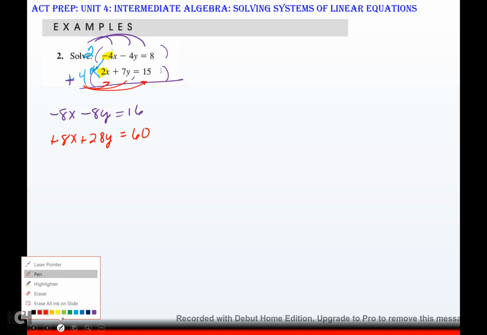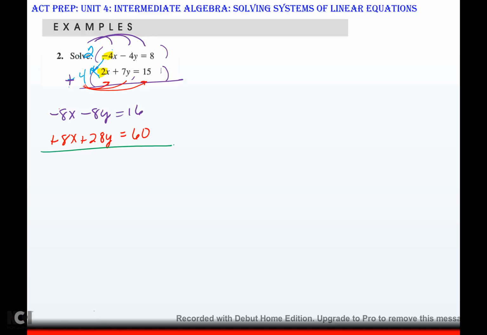So once you do the top by the bottom and the bottom by the top, you're ready to, quote, add the equations. Well, negative 8x and positive 8x cancel, which is what I wanted, and that's why they call it the elimination method. I just eliminated the x's. Add what's left, or combine like terms I should really say. Negative 8y plus 28y is positive 20y. 16 plus 60 is 76.